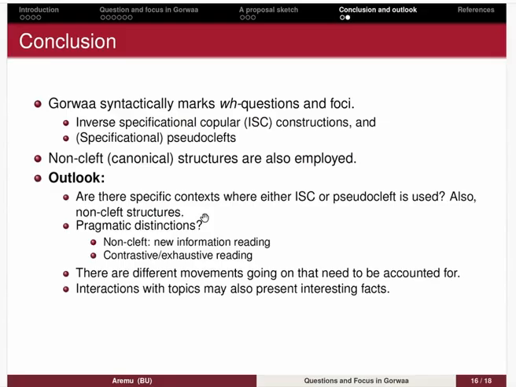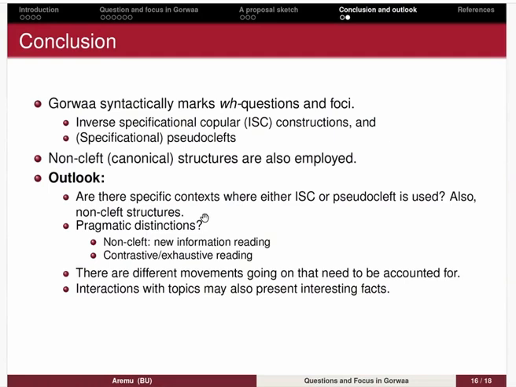So as an outlook, the question is, are there specific contexts where either the specificational copula or the pseudo-cleft is used, right? Because it seems that they can use both to answer the same question. So the question is, if you come from a pragmatic point of view, are there interpretation differences?